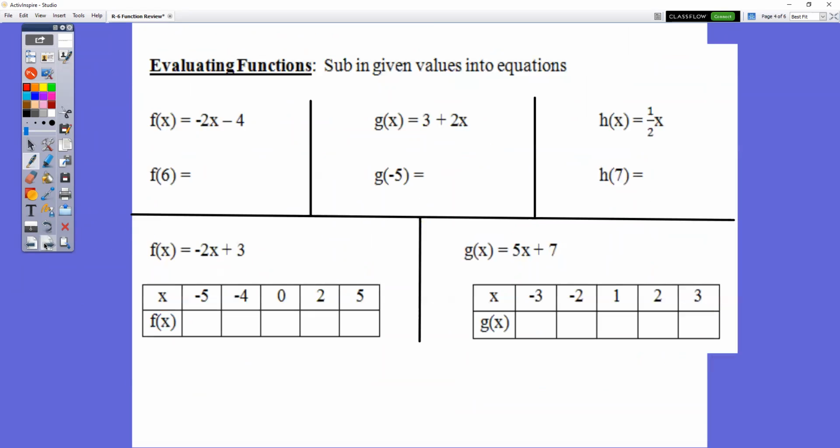The next type of question is evaluating functions. When you are evaluating functions, you're going to take what's inside the parentheses and sub it in for x.